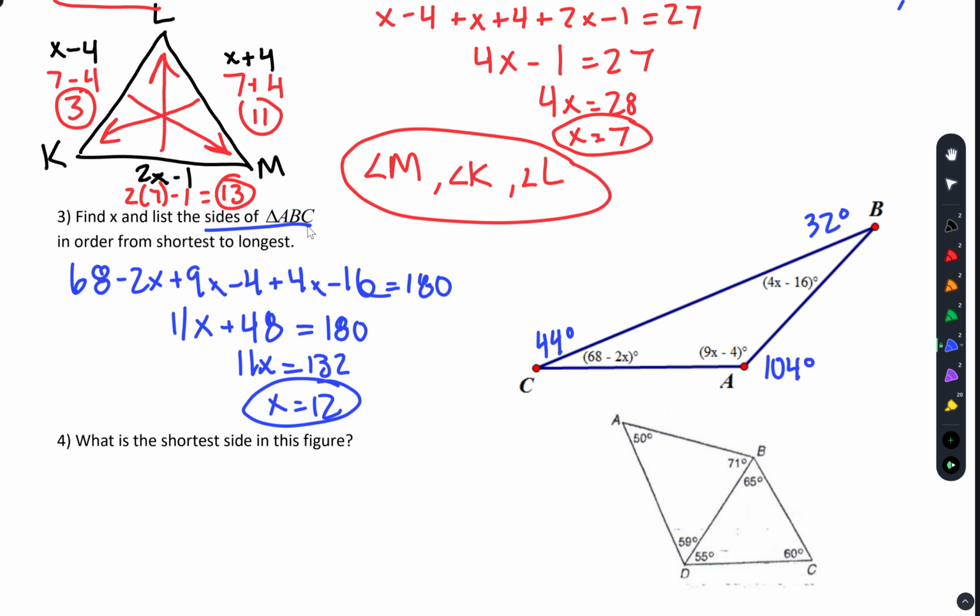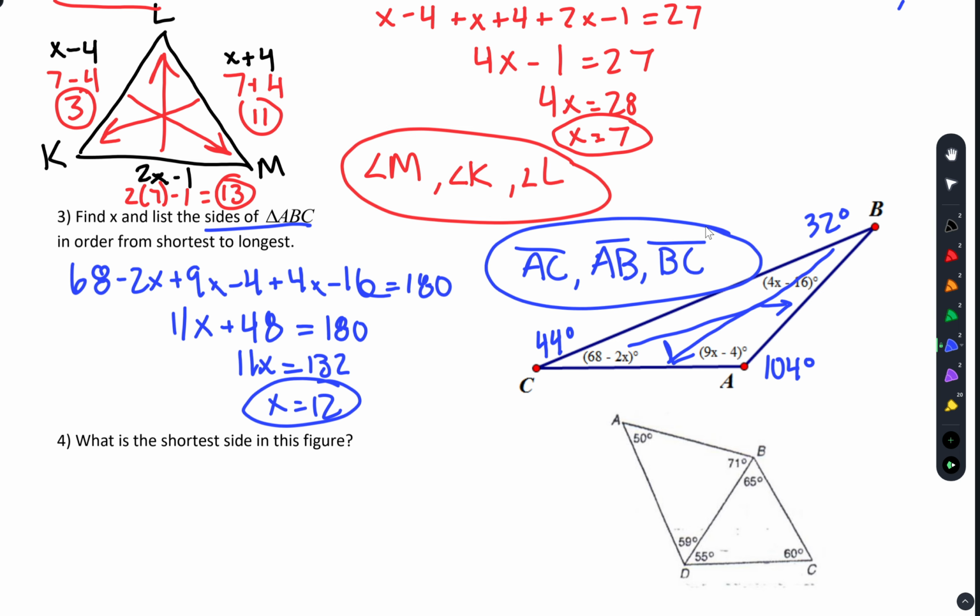What's the smallest side here? Yeah, AC, across from the smallest angle, which is 32, the smallest side is AC. The next smallest side, across from the 44, AB, which leaves that the longest one is BC. Any questions on that? Nothing crazy, okay? Look at the next one.